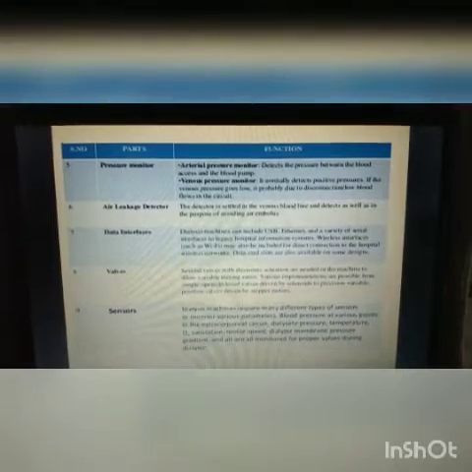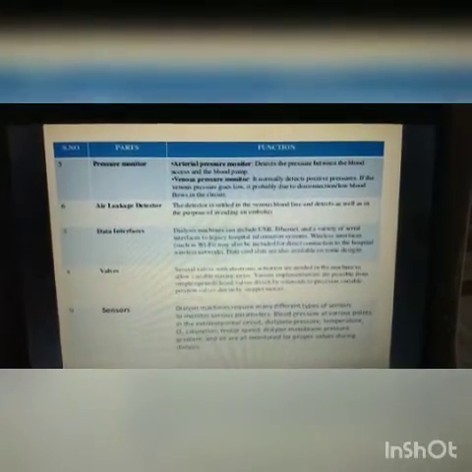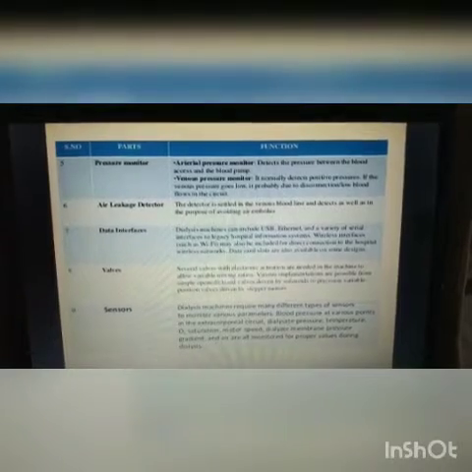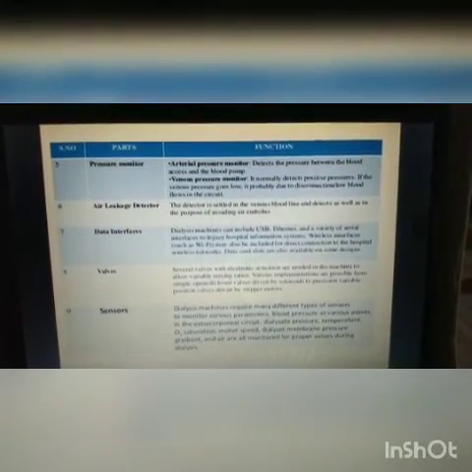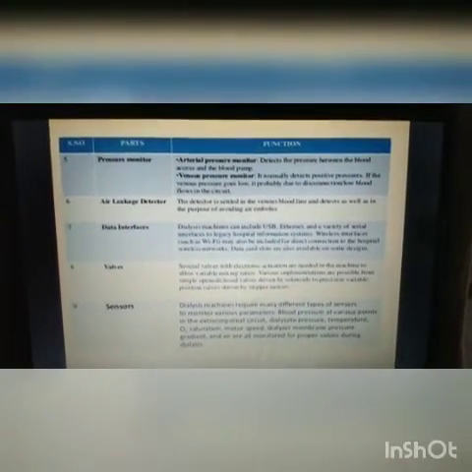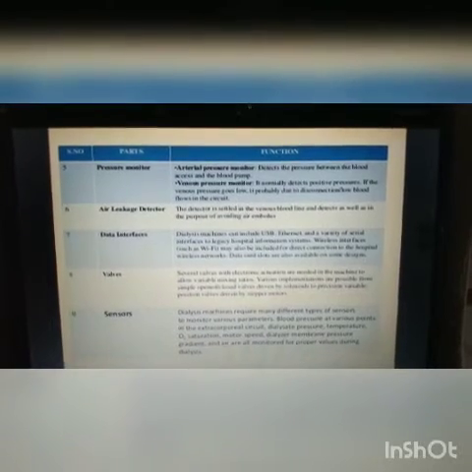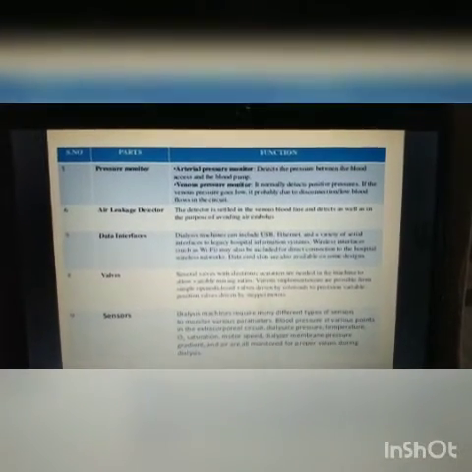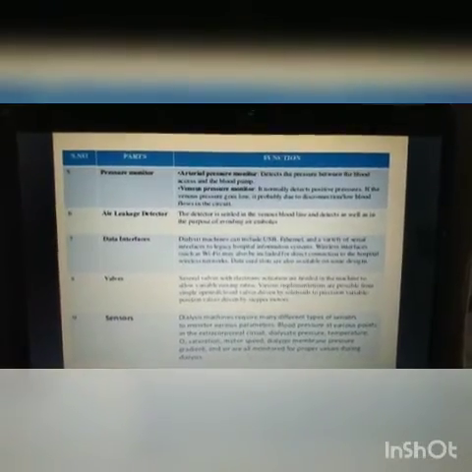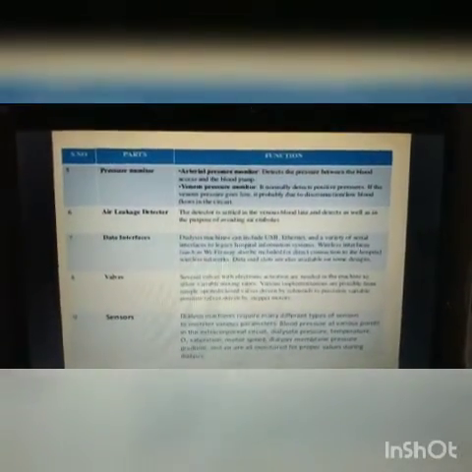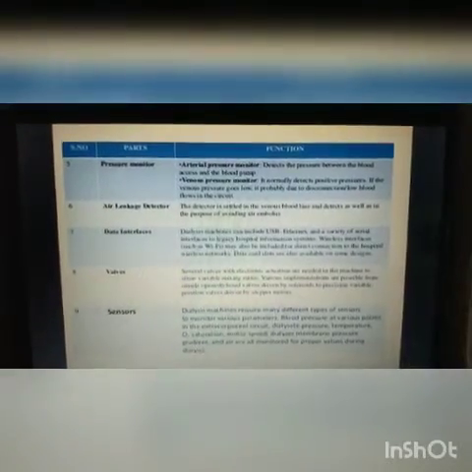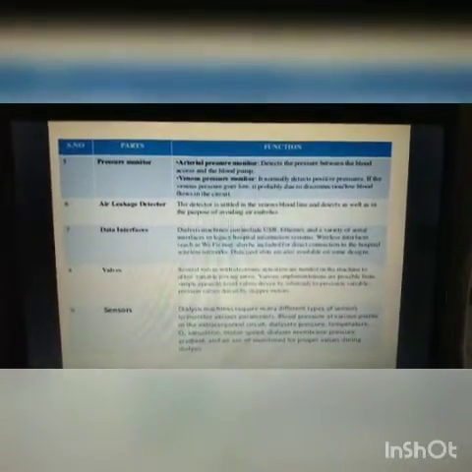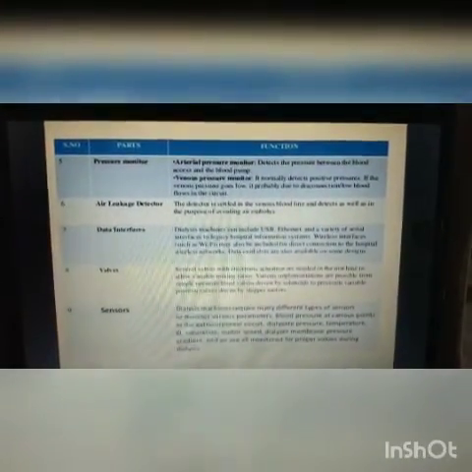Data interface includes USB, Ethernet, and a variety of serial interfaces to the hospital information system. It can also connect directly to hospital wireless networks. Valves: there are several valves needed for the machine to allow for variable mixing ratios. Sensors are used for sensing whether the patient is doing well or badly, for example blood pressure at various points in the extracorporeal circuit, diastolic pressure, etc.